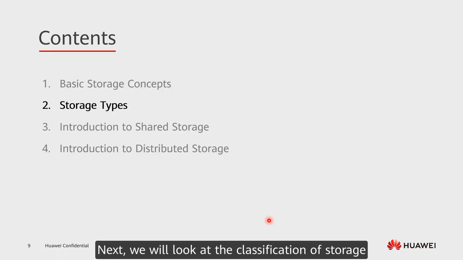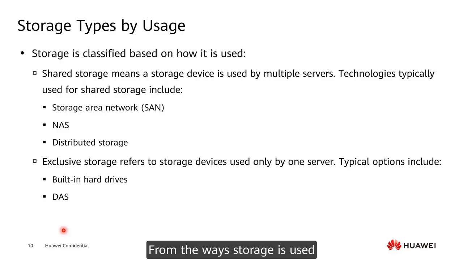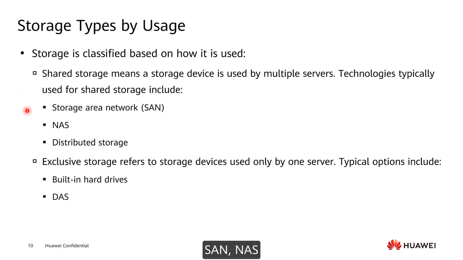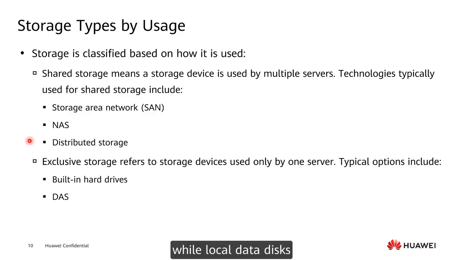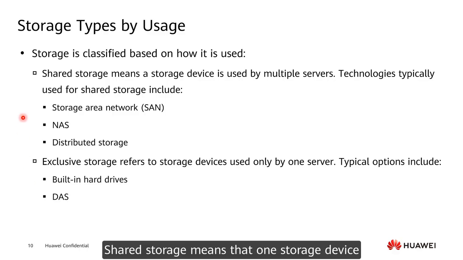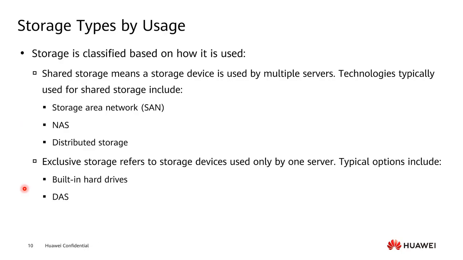Next, we will look at the classification of storage to see how storage devices organize and manage storage and make it available to computers. From the ways storage is used, SAN, NAS, and distributed storage are all shared storage, while local data disk and DAS are exclusive storage. Shared storage means that one storage device can be used by multiple servers. Exclusive storage means that the storage media can be used by only one server.